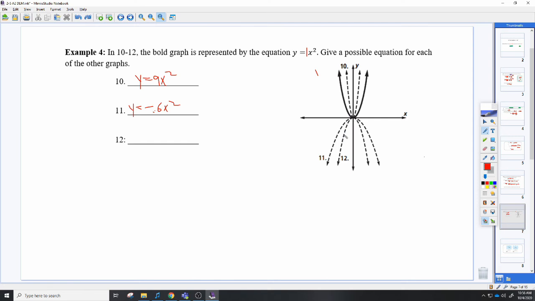So I think if it's the same thing as the bold one, it would just be negative 1x squared. If you don't agree and you think it's actually a little bit wider, then you could say something like negative 1.2 or something along those lines. But it has to be a smaller number than negative 0.6, like negative 0.8 or negative 0.9.